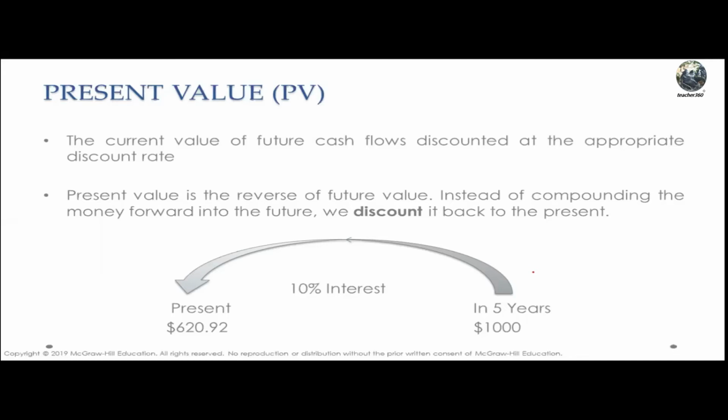Present value is the current value of future cash flows, which is discounted at the appropriate discount rate. Suppose you assume that you will receive $1,000 in 5 years from your investment.